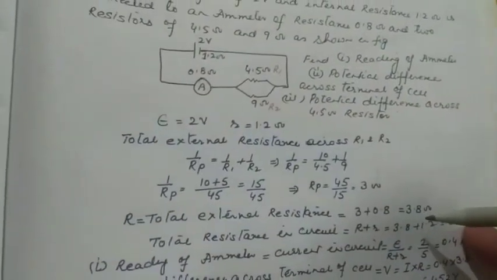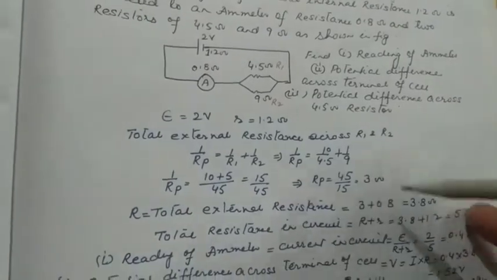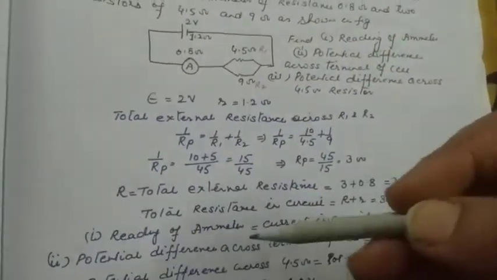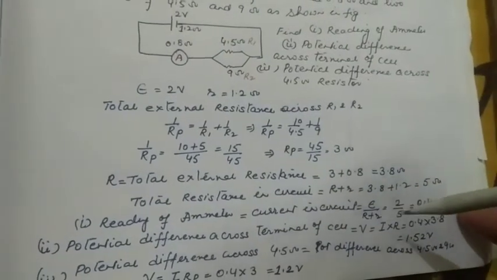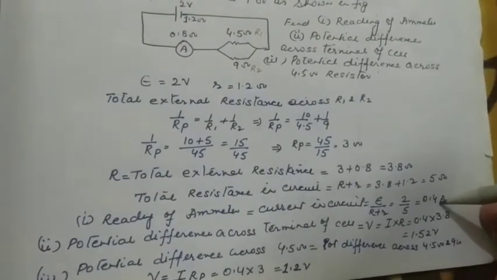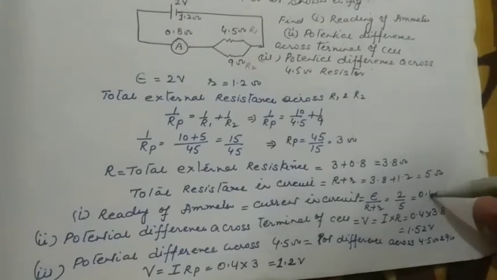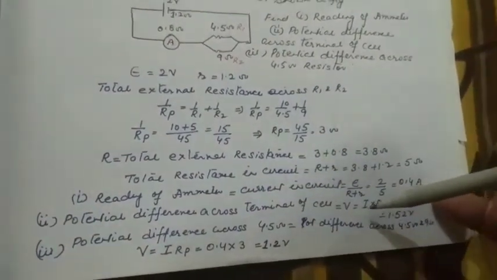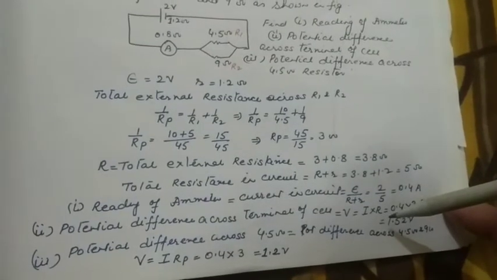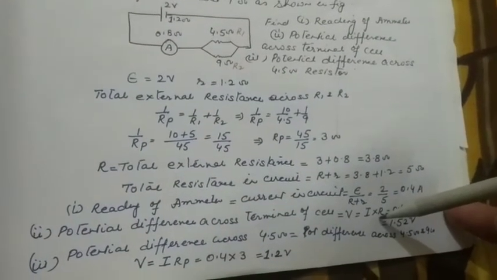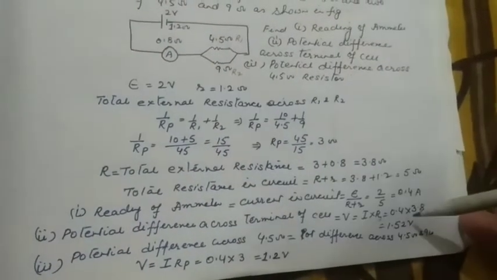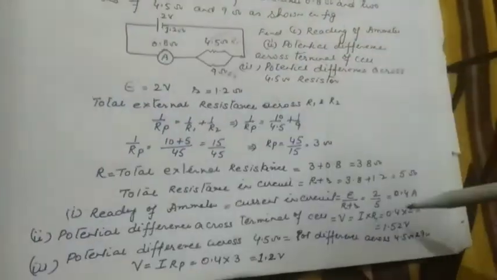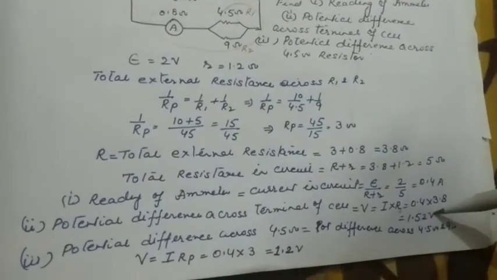So what is the total resistance? 3.8 ohm. Total resistance in the circuit, with the internal also, is 5 ohm. Reading of ammeter, EMF upon total resistance. We will find the reading of the ammeter, meaning current in the circuit. Then potential difference across terminals of the cell, V is equal to IR. I already told you that terminal voltage is associated with the external resistance. So our external resistance, this one, is 3.8. We will find 1.52.